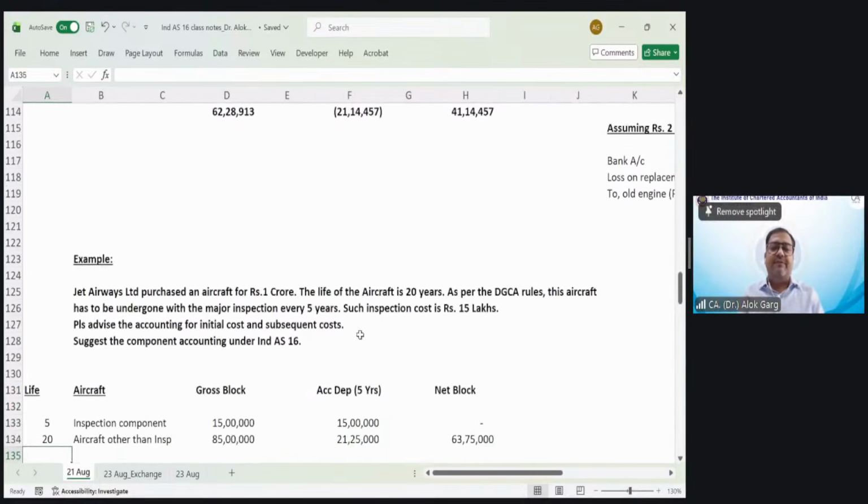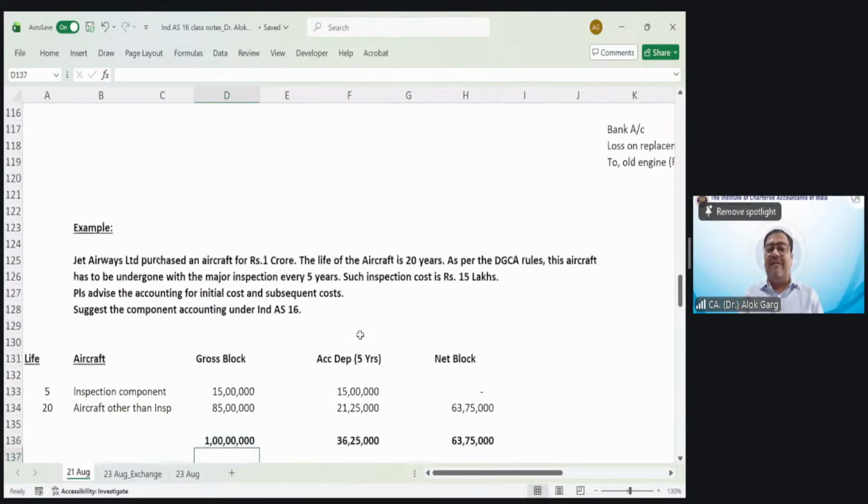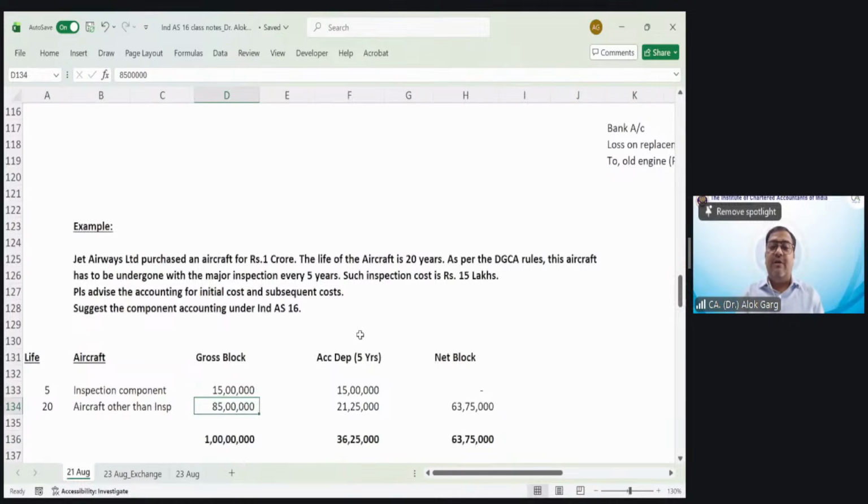So what is the life of the inspection component? 5 years. What is the life of the aircraft other than the inspection component? 20 years. So my gross block is 15 lakh for the inspection component. What is my gross block for the remaining part?